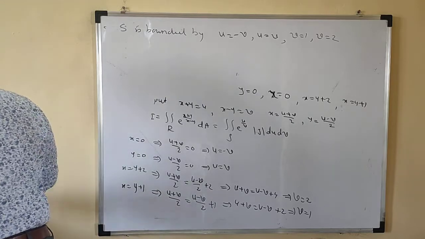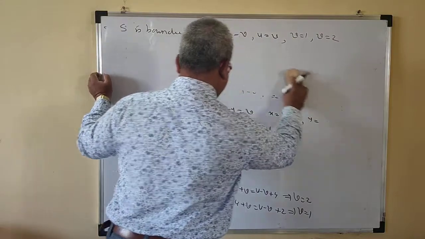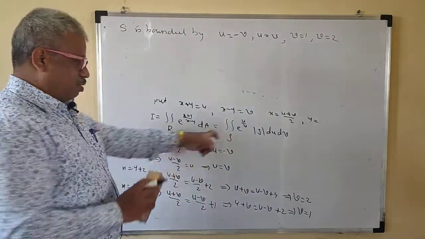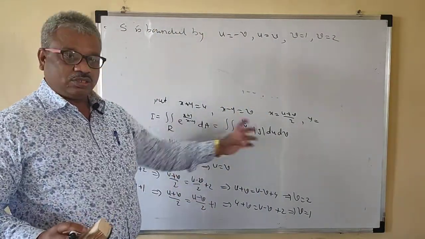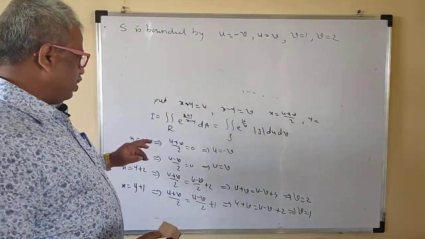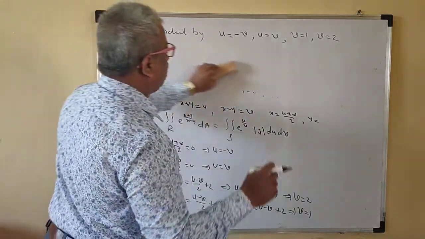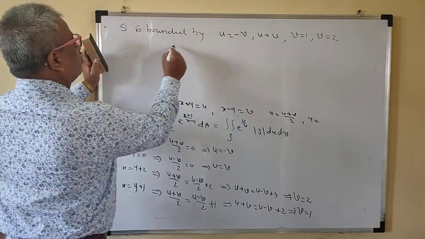So we'll draw this figure now, and then you have to evaluate this one. Here, in terms of u and v, the Jacobian is half, so we will put that. So we have to evaluate this, and for that we have to draw this figure.